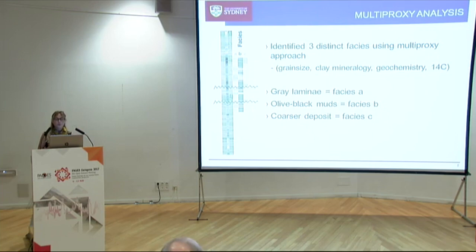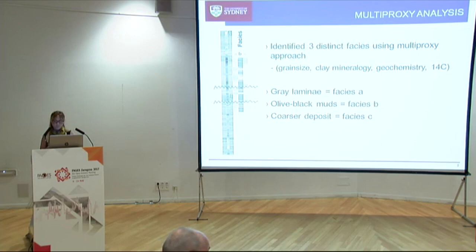With our multi-proxy approach, we identified three distinct facies, looking at grain size, clay mineralogy, geochemistry, and radiocarbon at this stage. The grey laminae we termed facies A, which are the ones that are interbedded within the olive-black background muds, facies B, and then this slightly coarser deposit, facies C, which is associated with the unconformities in the sequence, and which I'll go on to in a minute.